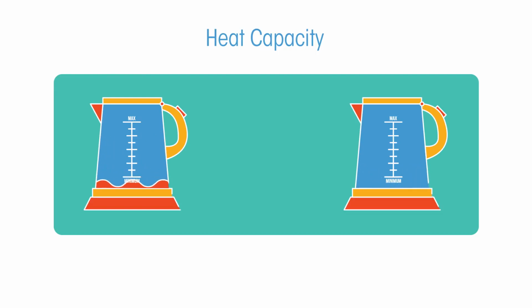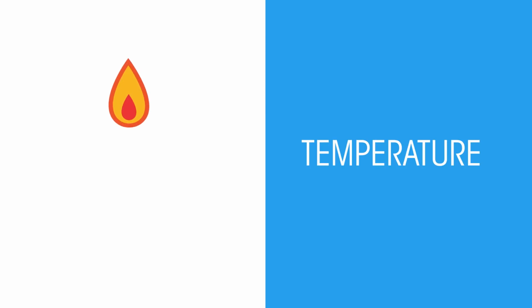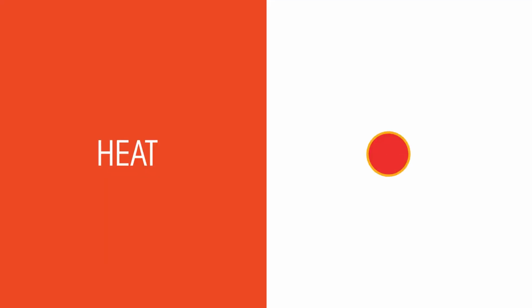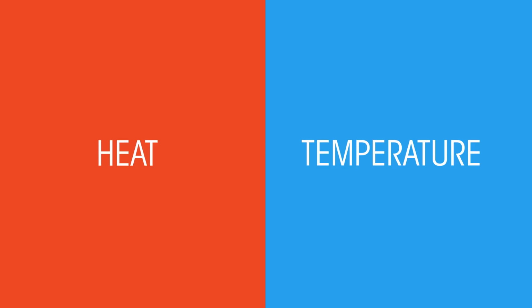Before we get into details, it is important to realise that there is a difference between heat and temperature. Temperature is a way of describing how hot or cold an object is, and is measured in degrees Celsius, whereas heat is a form of energy and is measured in joules. The more heat transferred to an object, the more its temperature will rise. So heat and temperature are related, but they are not the same.